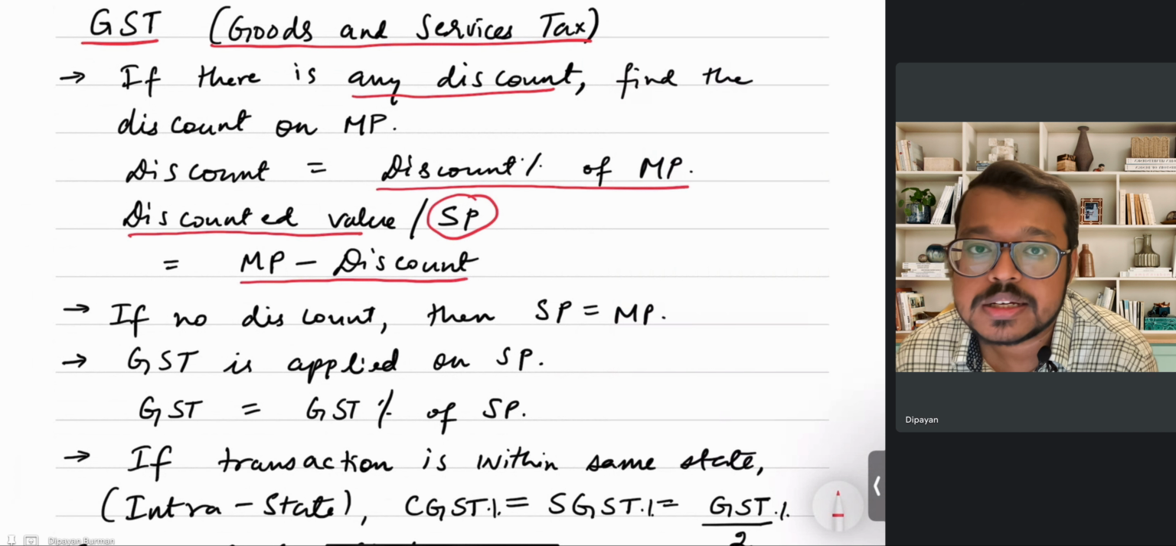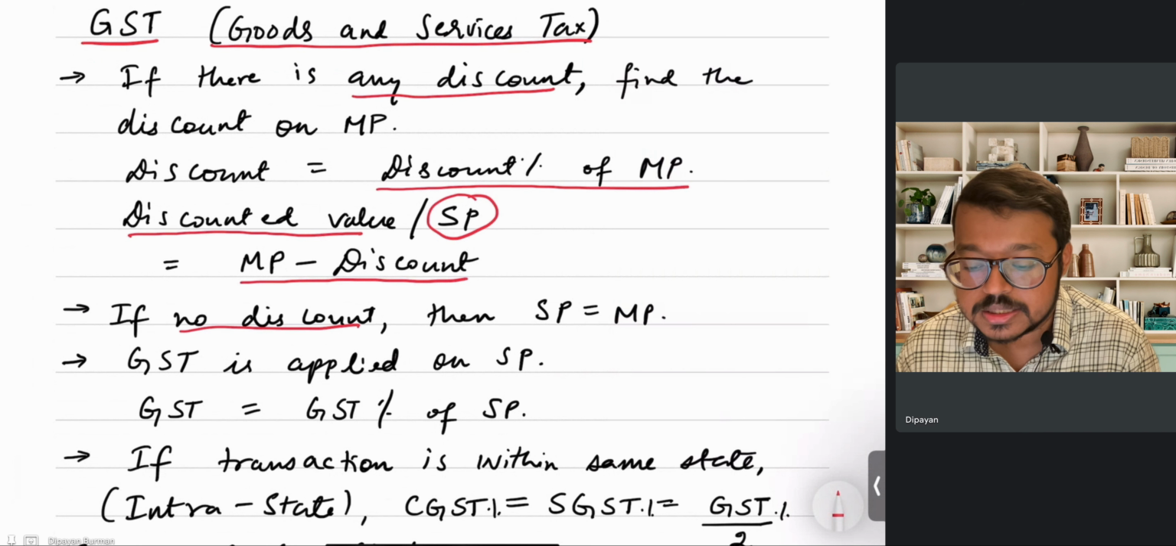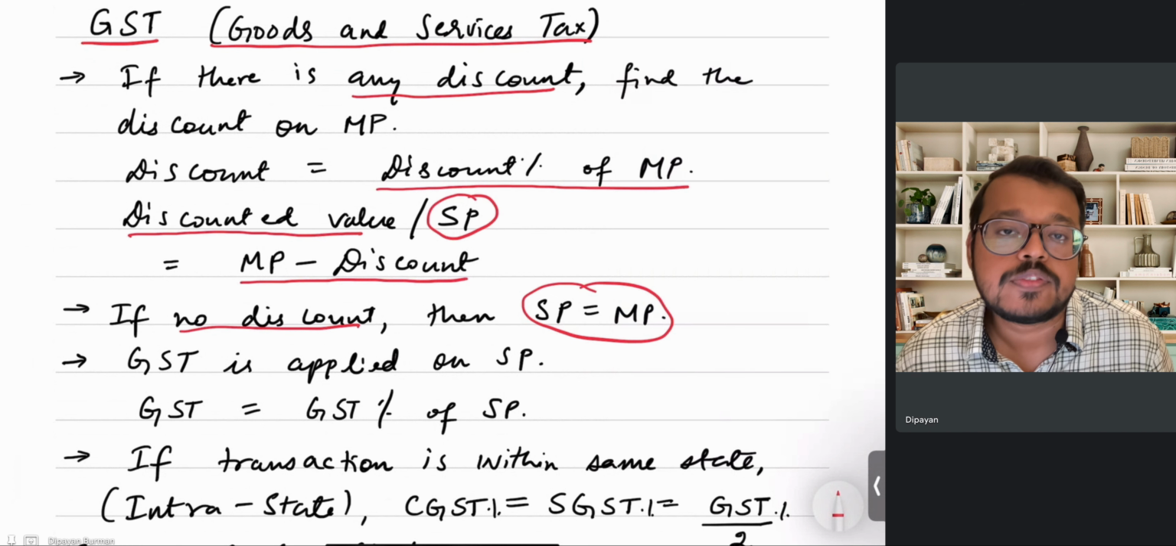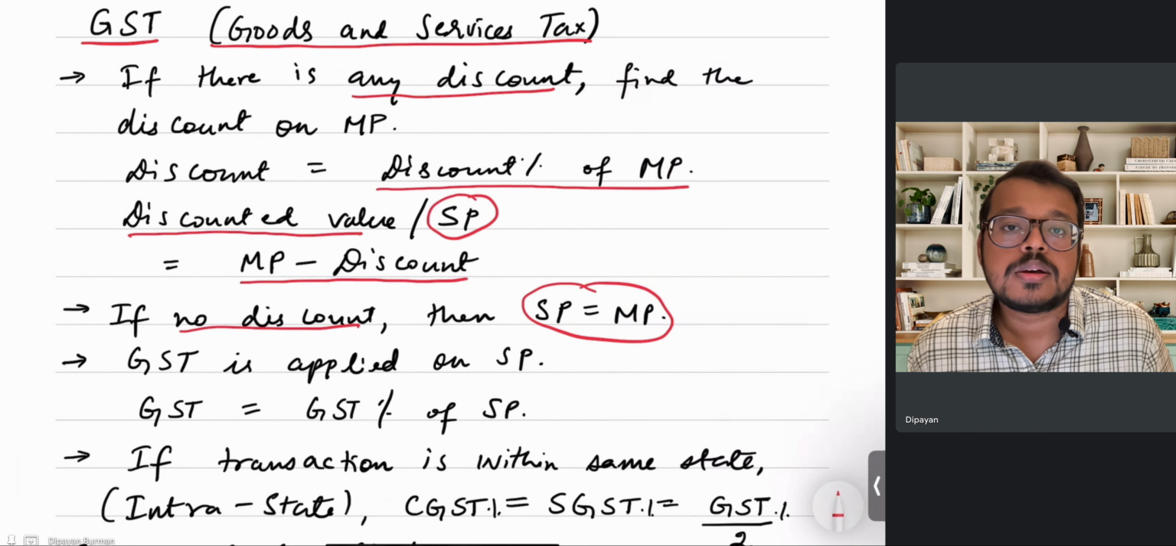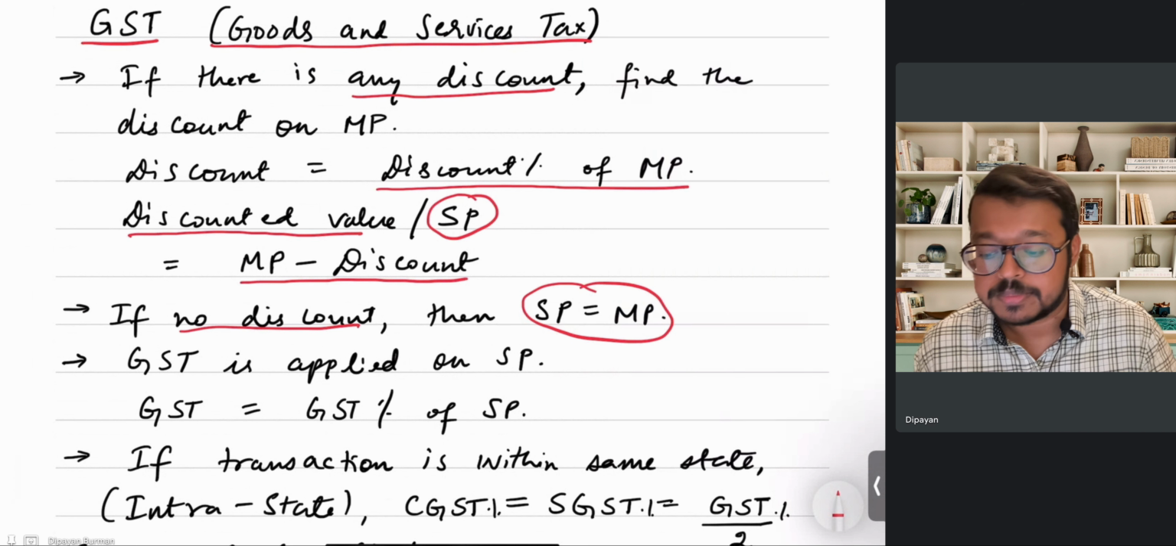And in case there is no discount involved, then the selling price is the same as the marked price. So our first target for any transaction, if the aim is to find the amount of GST or the bill amount, is that for that item we need to find the selling price. If there is a discount involved, we need to find the discounted price or the selling price. If there is no discount involved, the marked price itself is the selling price.